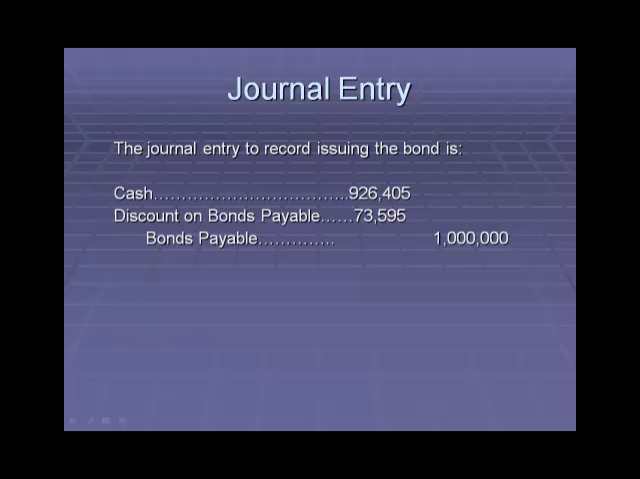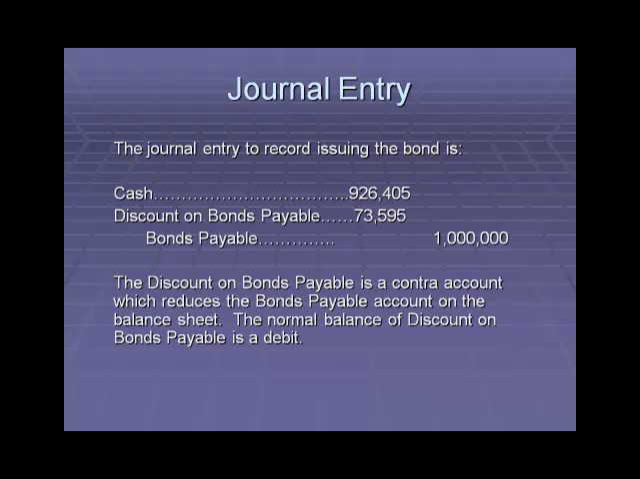Now the journal entry is to debit cash for the amount we received on the bond. That's the $926,405. We're going to credit bonds payable for the $1 million face amount. That's the amount we've got to pay at the end of the bond's life. And we debit discount on bonds payable for the difference of $73,595. The discount on bonds payable account is a contra account, which reduces the bonds payable account on the balance sheet, and the normal balance of the discount is a debit.